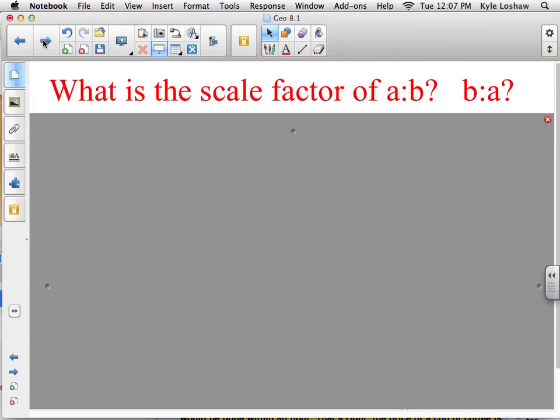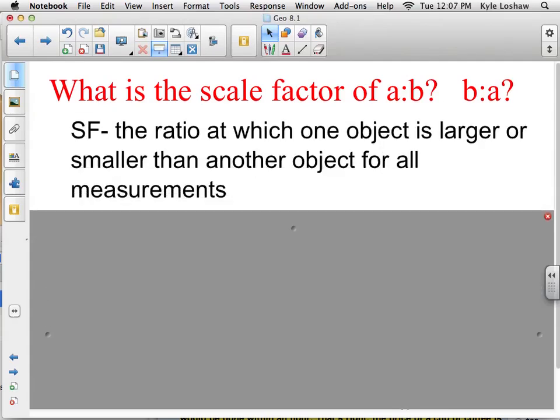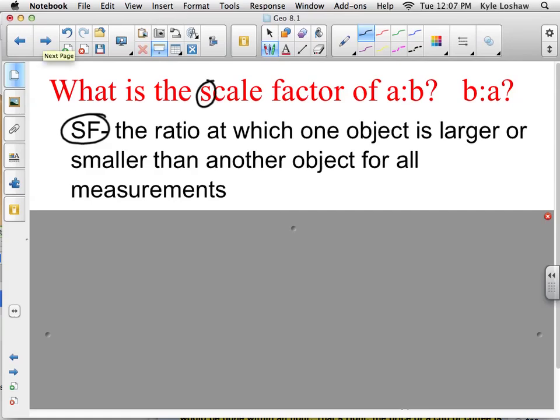The last thing I want to cover in this lecture today is the concept of scale factor. Well, what is a scale factor? That's a really good question. A scale factor is, and SF stands for scale factor, so take a look at this. You see SF right here? Well, that stands for scale factor. That's cool, Mr. Loshaw. Nice job. It's a really good abbreviation. The ratio at which one object is larger or smaller than another object for all measurements is the scale factor.